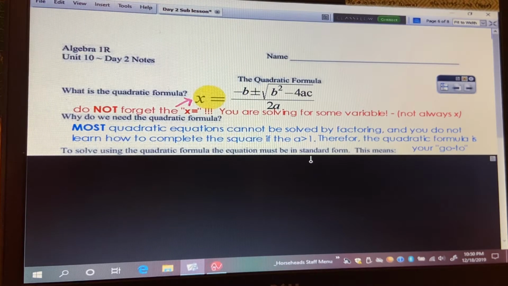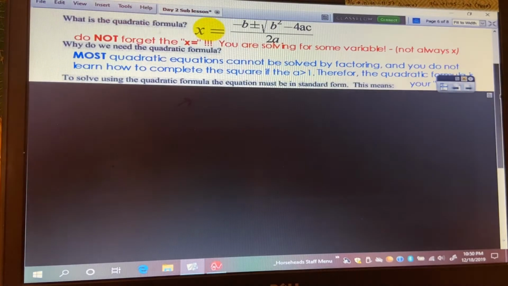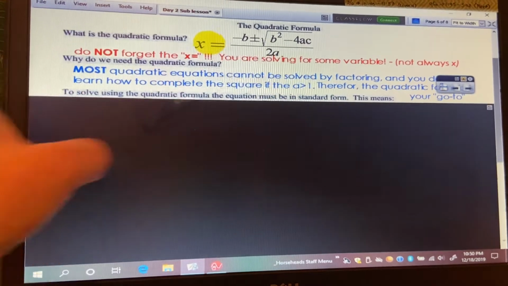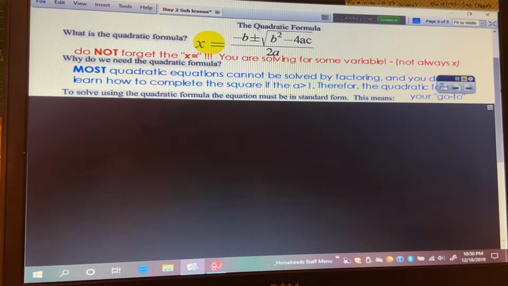Okay, most quadratic equations cannot be solved by factoring, and you do not learn how to complete the square if your A is greater than 1. In this course, that is. Therefore, typo, the quadratic formula is your go-to. So if your A is greater than 1, you can't use completing the square. And most quadratics don't factor. So we have to use the quadratic formula. We don't have any other option. And if you don't like factoring, or completing the square, the quadratic formula, it always works.